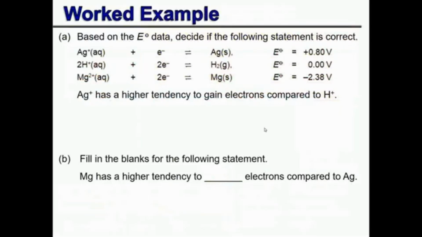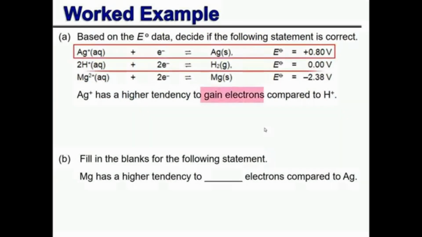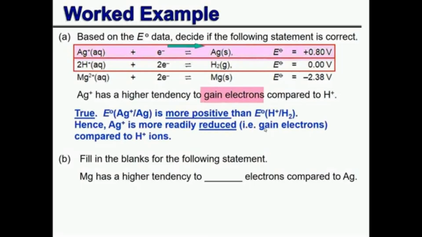Let's look at an example. E0 values are given. The statement here is that silver ion has a higher tendency to gain electrons compared to H+. You have to decide if the statement is correct based on the E0 values. Gain electrons, we are referring to a reduction reaction. So reduction reaction, which is a forward reaction in this case. So the cation with the most positive E0 will be the one that's reduced. Hence, this statement is true.